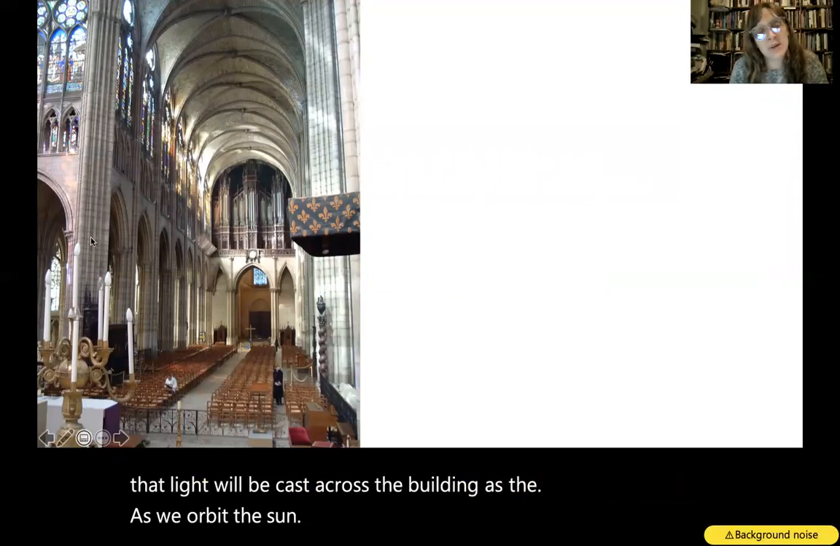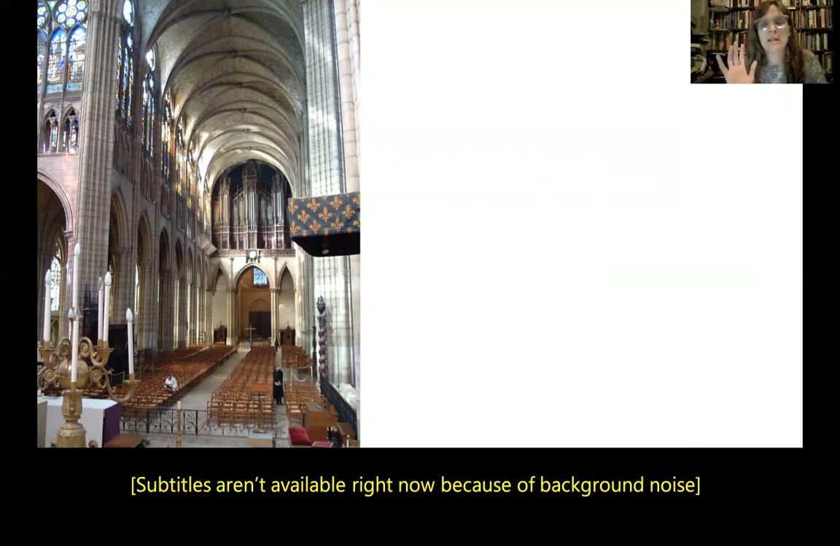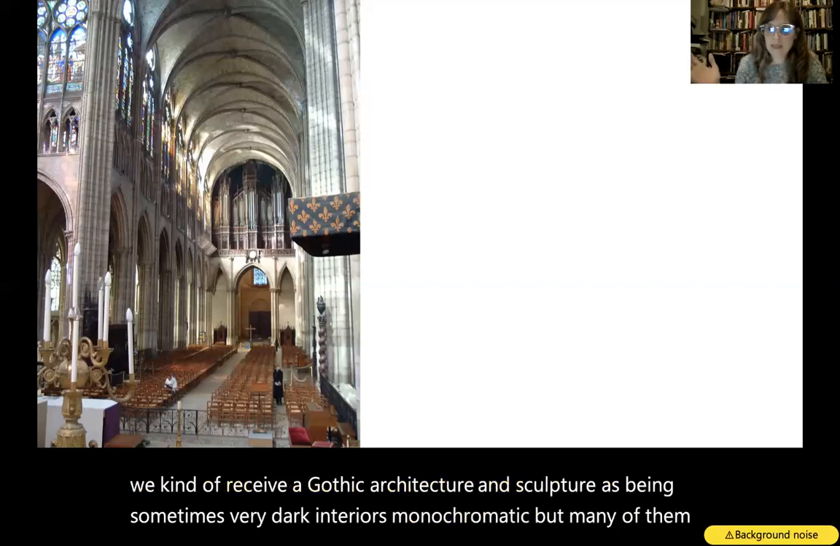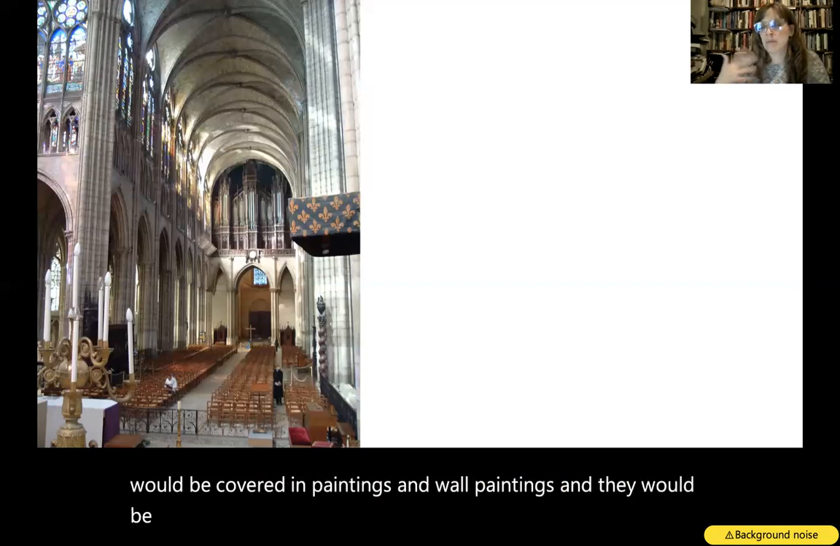Another thing to note, side note here, is that a lot of the interiors of these churches and the exteriors would be polychrome, meaning that they would be painted in many very bright colors. So we receive Gothic architecture and sculpture as being sometimes very dark interiors, monochromatic, but many of them would be covered in paintings and wall paintings, and they would be really vividly painted.